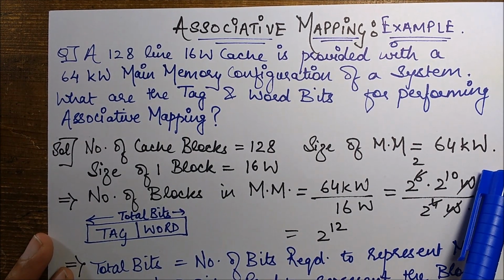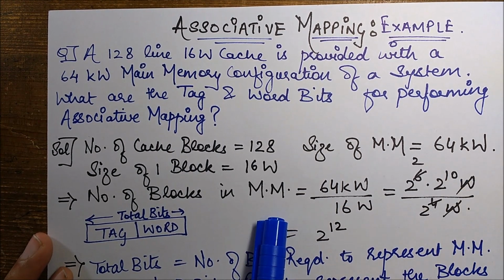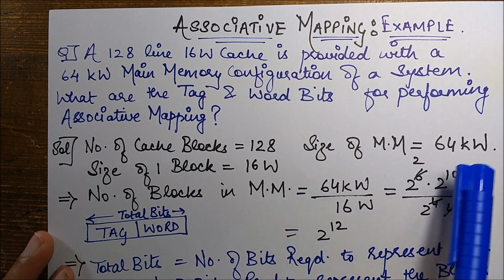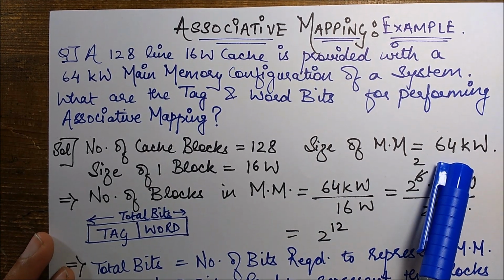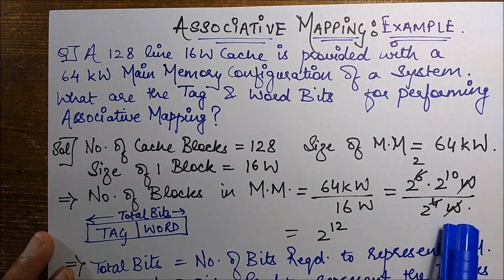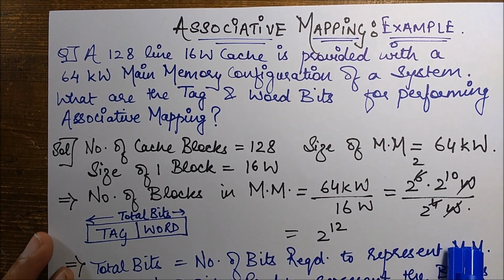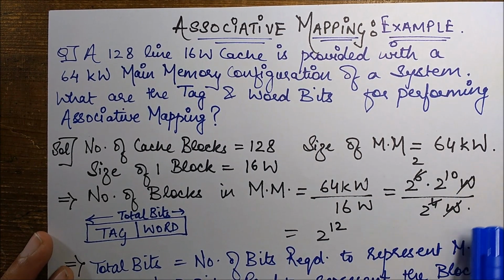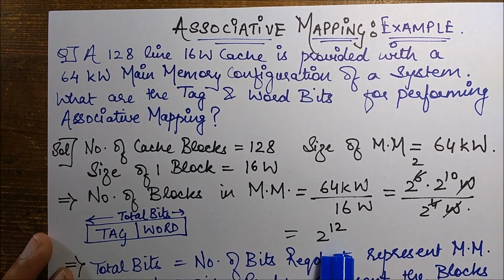Then the next question is, what is the number of blocks in main memory? So the number of blocks in main memory is equal to 64 kilowords, which is the size of the main memory, divided by the size of one block, which is 16 words. And when we simplify this, since 1 kiloword is 2 to the power 10 words, we get 2 to the power 12.